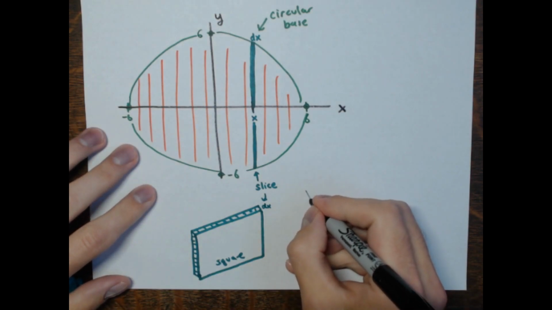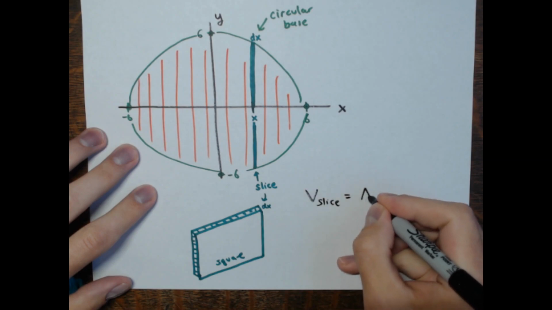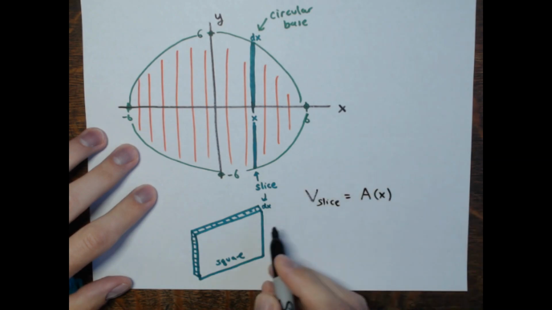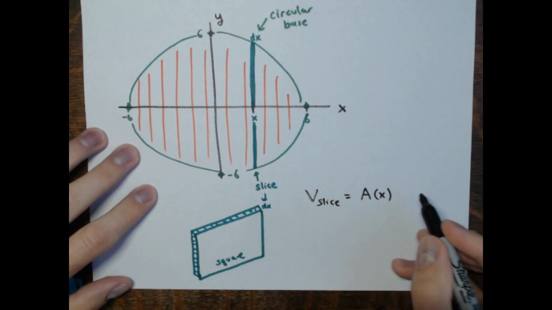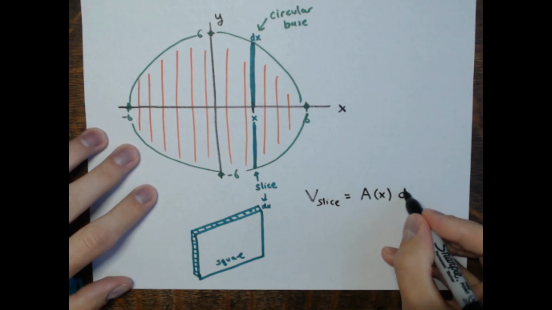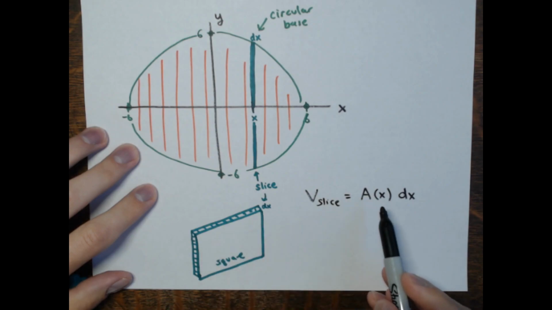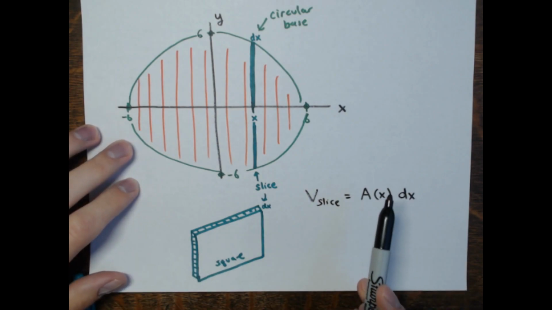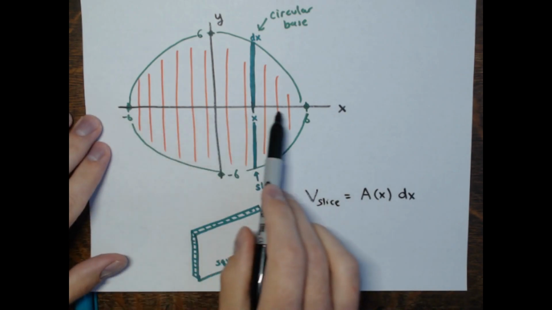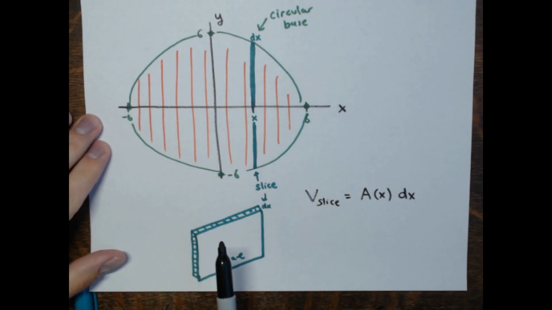So again, the volume of the slice, I'll call V slice, is the area of the face, which I want in terms of x. That's why I'm calling it A of x, times the thickness dx. Again, I called this delta x in the last problem. It's the area of the square face, the area of the cross section, times the thickness. And then we're going to integrate, doing this for every x value from -6 to +6.